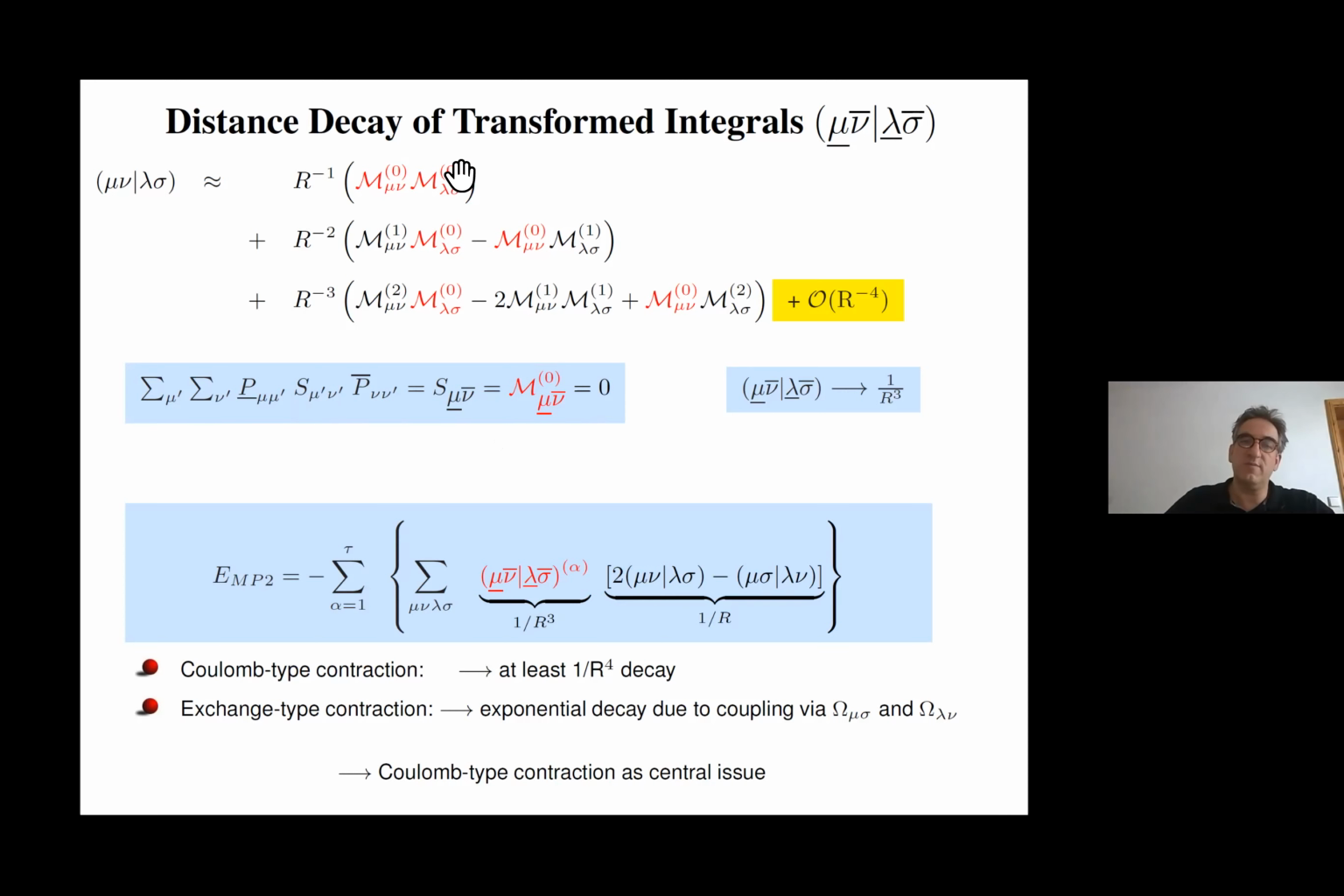So all the terms m to the 0 drop out, and the first remaining term after transformation is this dipole-dipole term, which decays as 1 over r to the 3. So with that, we can show that this is a 1 over r to the 3 term combined with the 1 over r term of the two-electron integral. So we have at least a 1 over r to the 4th decay. For the exchange, it's even more because it's an exponential coupling of the charge distributions.